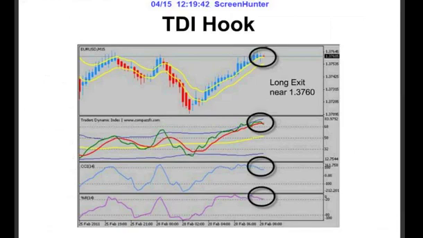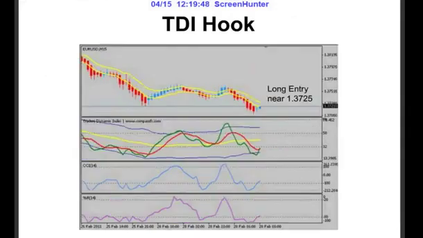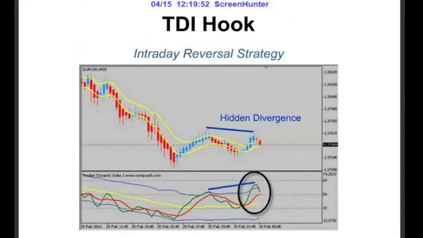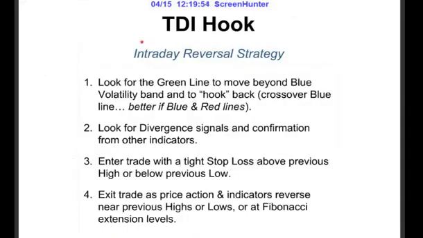Here are the rules again for the TDI hook. We're looking for a green line to move beyond the blue volatility bands and to hook back or cross over the blue. Looking for divergence and other confirmation from other indicators. We're entering with a tight stop loss. And then we're looking to exit based upon price action and the indicators.